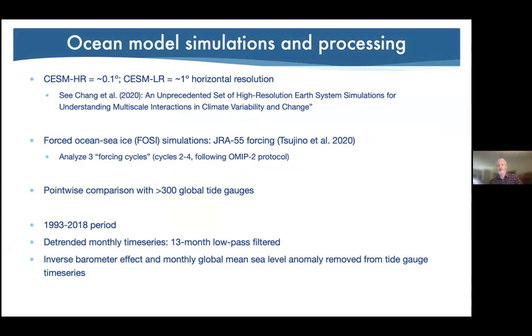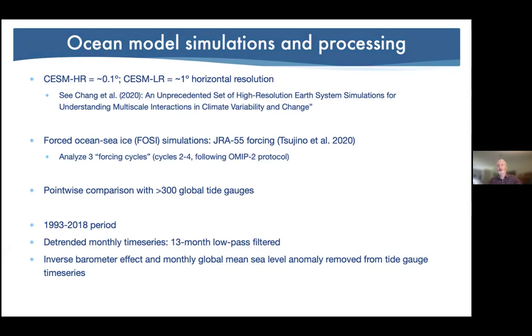So these are done under a protocol called the OMIP protocol, where you repeatedly force a simulation with a reanalysis from 1958 to 2018 in the OMIP2 simulations. And you do that in these simulations 5 times. So we have multiple forcing cycles, identical forcing, and we're looking at the differences or the ocean response to that forcing. Right now in this presentation, I'm going to show cycles 2 to 4. The reason why I'm dwelling on this will become apparent when we look at the next slides.